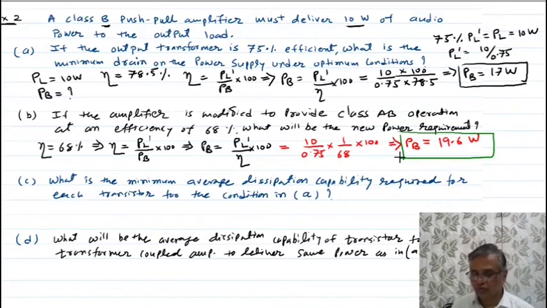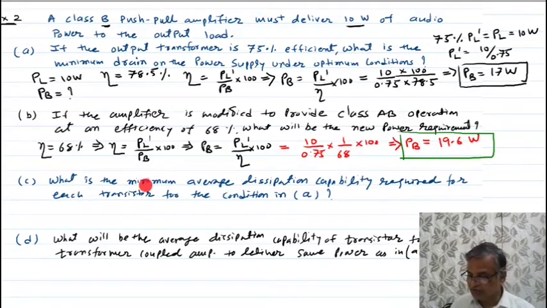Same thing, only the efficiency changes. Efficiency in class B is 78.5, and efficiency of class AB is 68%. So I did the same calculation. Here in class B, 17 watt is required. In class AB, 19.6 watt power is required from the DC supply source.